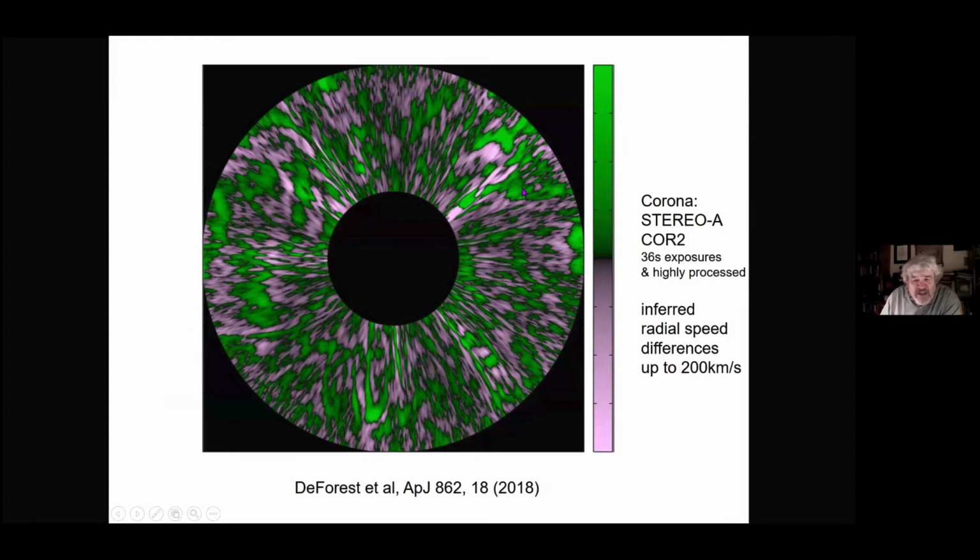But the green is telling us something about density inhomogeneities. And in the dynamic version of this picture, you can see these blobs of green moving outward, and not only moving outward, but in different radial spokes, even nearby spokes, the blobs are moving with different speeds. In fact, the speed differences are up to 200 kilometers per second.